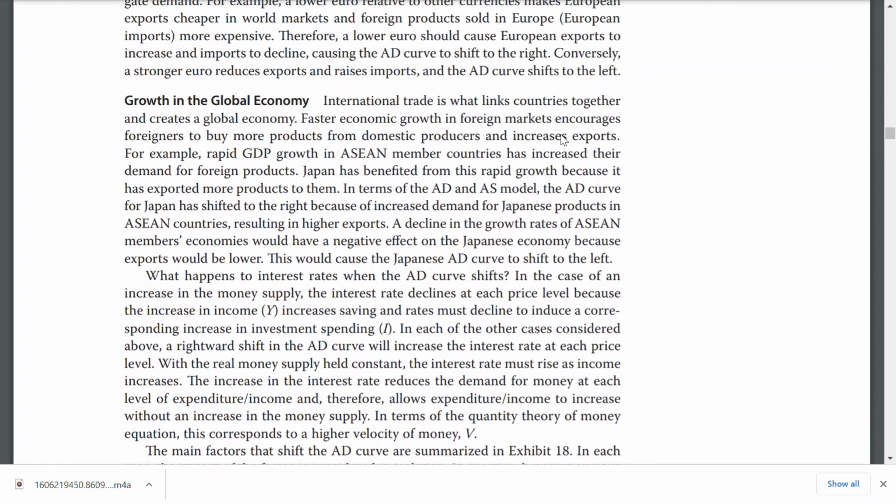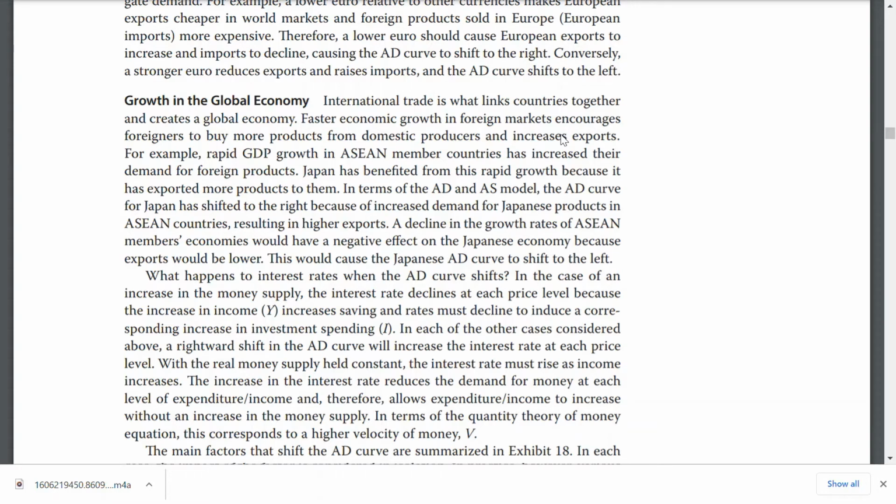Okay. Growth in the global economy and international trade is what links countries together and creates a global economy. Faster economic growth in foreign markets encourages foreigners to buy more products from domestic producers and increases exports. For example, consider rapid growth in ASEAN members' economies, which increases their demand for foreign products. Japan has benefited from the rapid growth because of its exports of more products to them. In terms of AD and AS models, the AD curve for Japan has shifted to the right because of the increase in demand for Japanese products in ASEAN countries, resulting in higher exports.